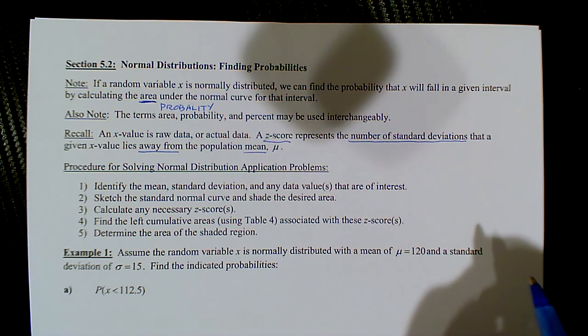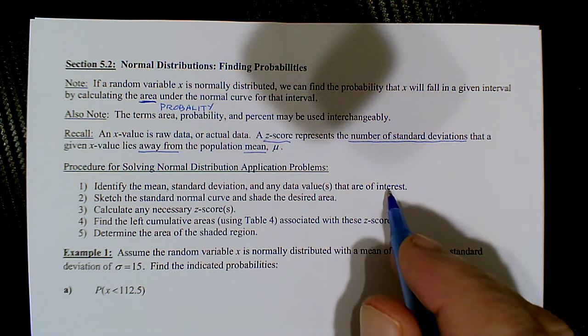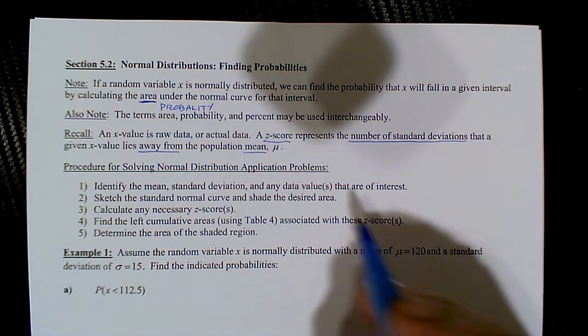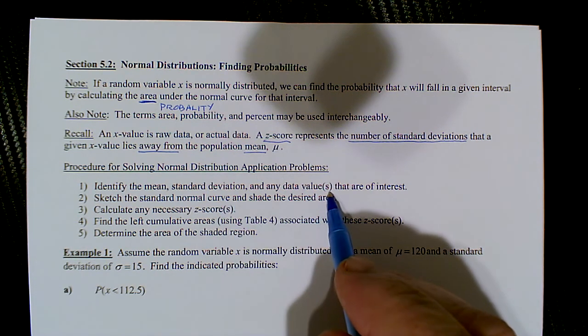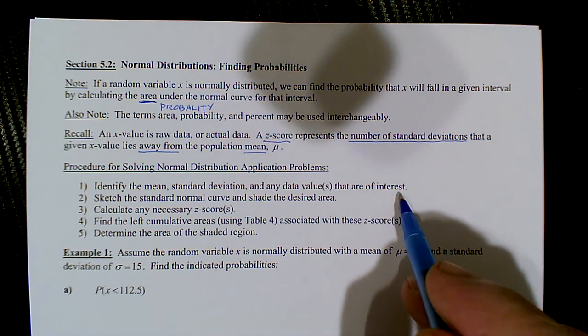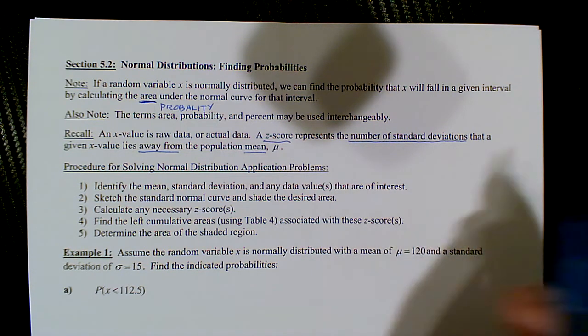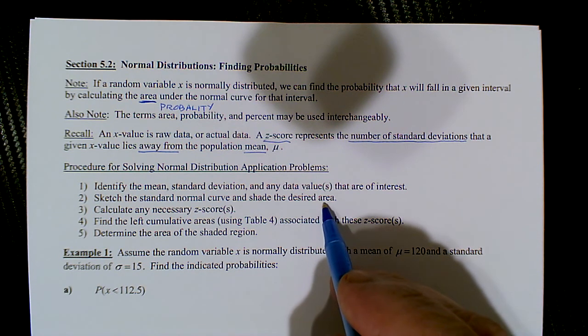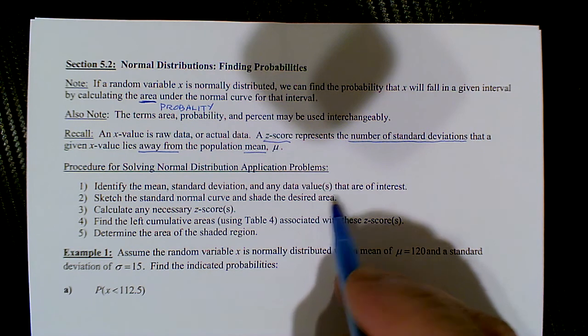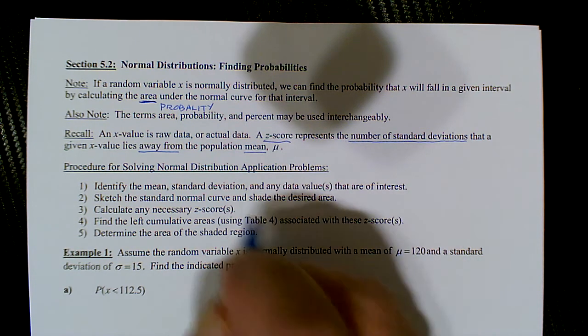So some procedures if you wanted to, although as we go through these examples, they should flow rather neatly without having to use this little cookbook recipe. But first we're going to identify the mean, standard deviation, and any data values, or I like to call them critical values, that are important. Sketch the normal curve and shade the desired area, but we're going to label it initially with respect to x, and then we're going to calculate z-scores.